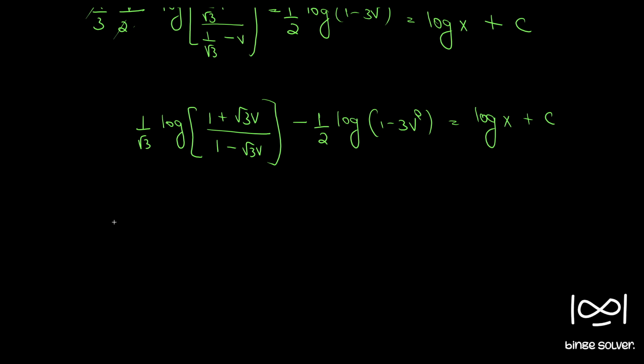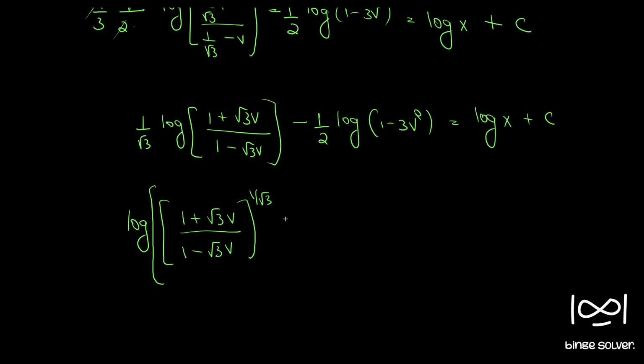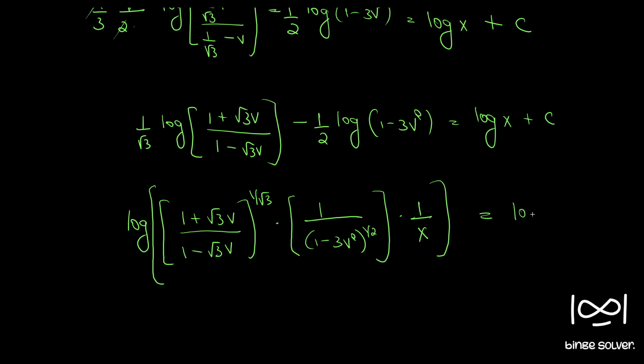So if you apply the logarithm properties, we'll have log of (1 plus root 3v) by (1 minus root 3v) raised to 1 by root 3 into 1 by (1 minus 3v square) raised to 1 by 2. If you take this to this side, it becomes minus log x, so into 1 by x is equal to c. Instead of c, we'll write log c1, where c equal to log c1.